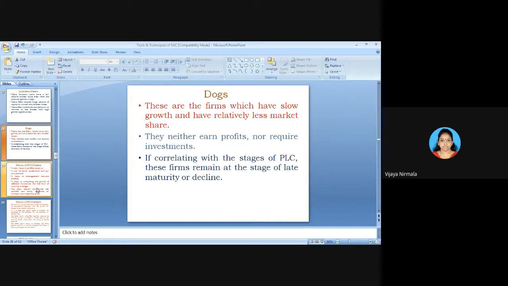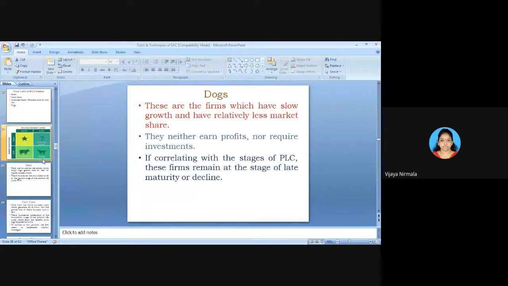The dogs think that you have achieved everything, you have earned everything. So you are not trying to earn profits, you are not trying to start any new strategies to gain more profits, right? You think we don't require any profits, and I'm not going to invest even a single rupee. So this block leads to dogs. I hope you understand.